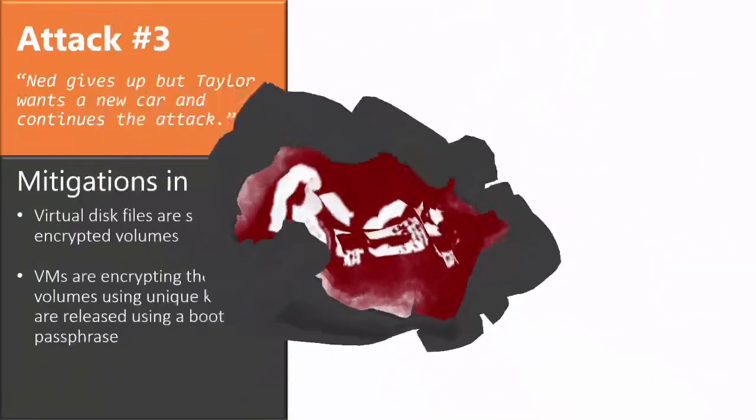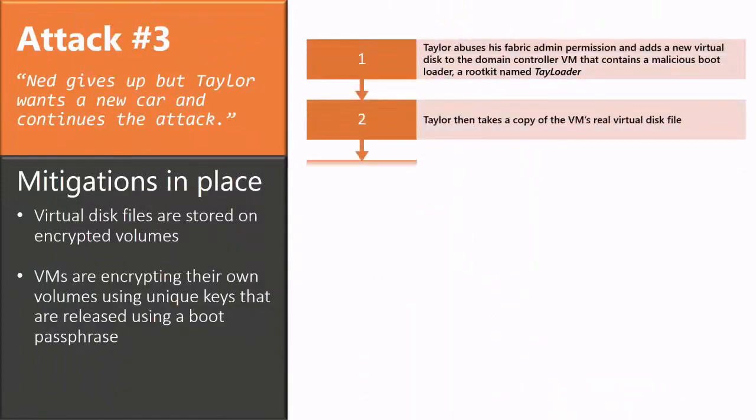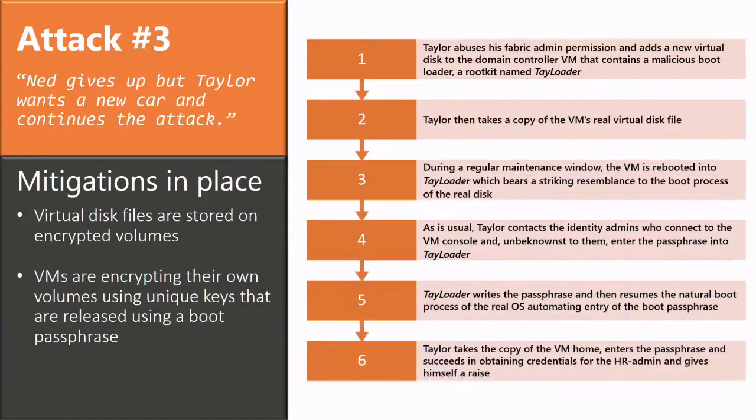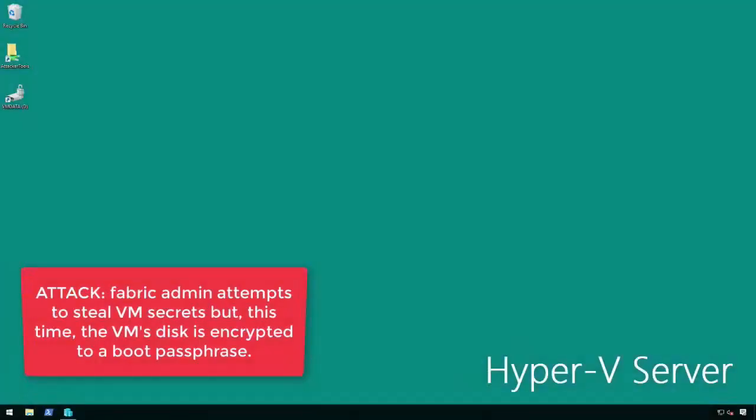So we reset. We got those mitigations in place. Ned's given up, but Taylor still wants his new car, so he wants to get that pay rise. He abuses his Fabric admin permissions and adds a new bootloader. Let's call that Tayloader. So what does he do with this? He basically creates an ISO containing malware that's got boot componentry in it that looks like the BitLocker boot screen asking for the BitLocker password. And he adds that to the VM and then waits for a natural servicing window to occur.